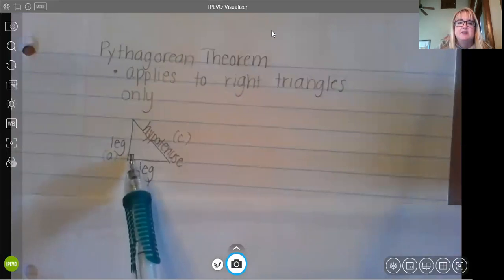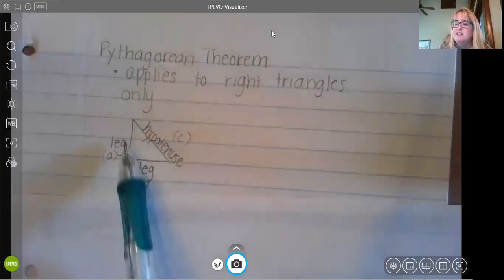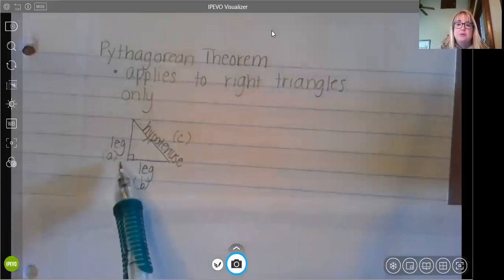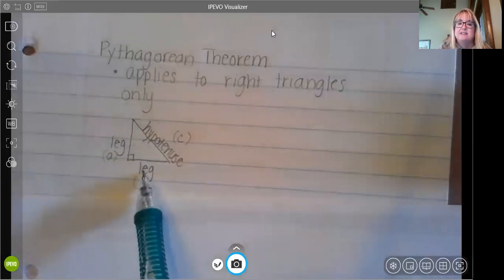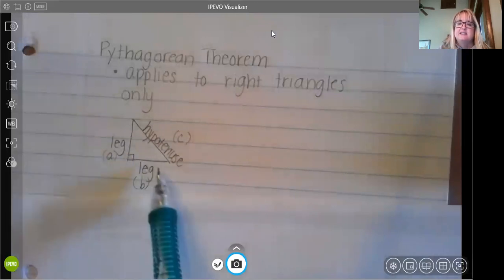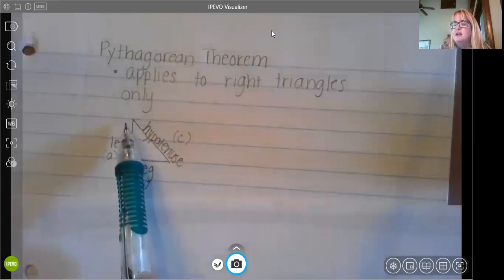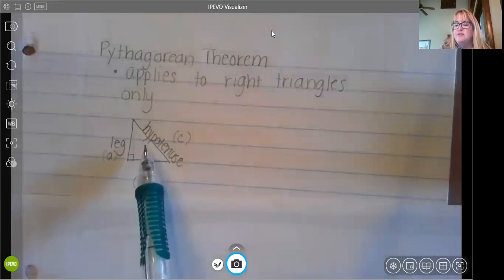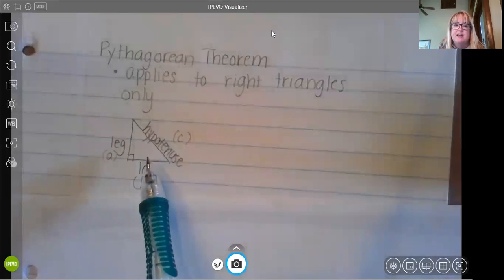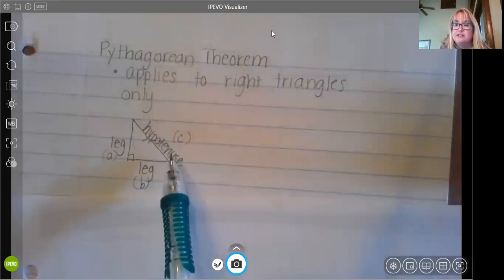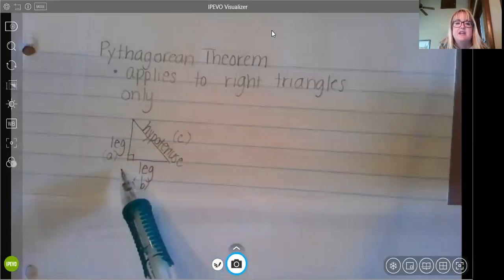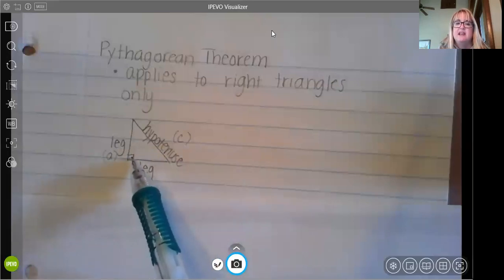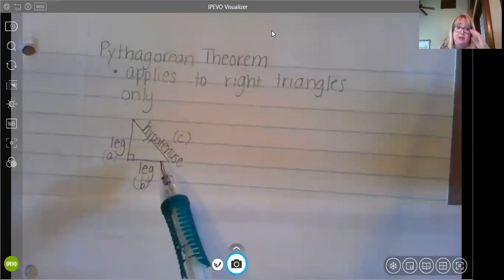This little square, we've said this many times in class, means that this is a right angle. The two line segments that join to the right angle are the legs. So we call this leg a and this leg b. The side across from the right angle is called the hypotenuse. And the hypotenuse is the longest side of a right triangle. That is called c. And what Pythagoras realized is that there's a relationship between the measurements of the legs and the measurement of the hypotenuse.